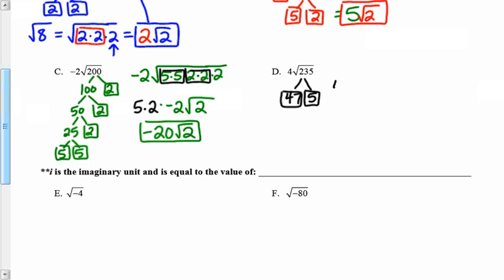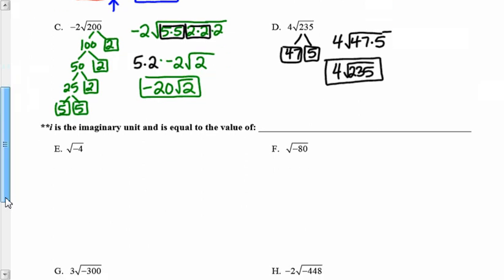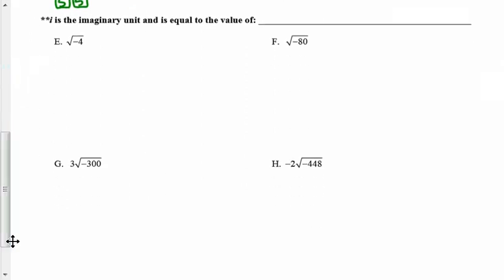So then that would give us 4 square root 47 times 5. And there are no pairs here. If you multiply 47 and 5 together, we get 235. So notice the final answer is actually the same as our original problem. It just means it couldn't be simplified. It's like if we had a fraction 1 over 2, we can't simplify that any further.